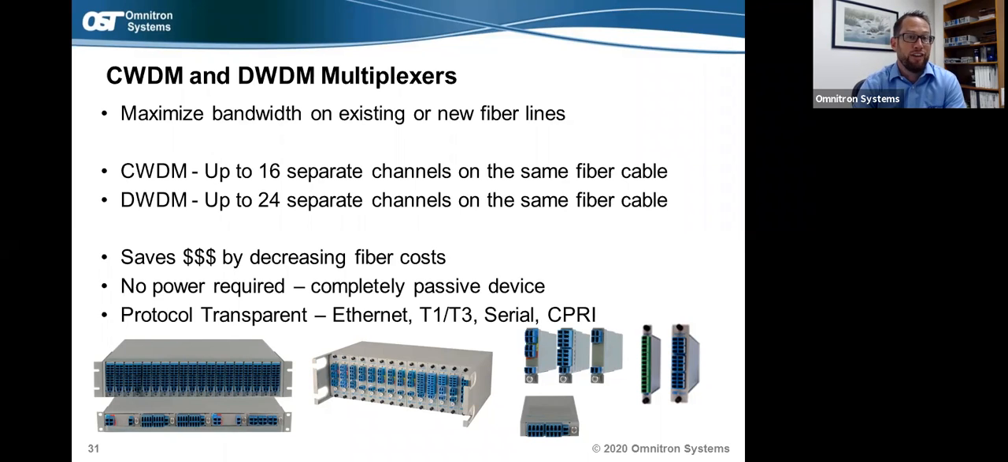They're completely passive devices that act as light filters for the various wavelengths of data. And so there's no power required. So again, no additional costs there as far as powering this equipment goes. And they're also protocol transparent, meaning that you can feed different network protocols into the same multiplexer and send different protocols over that same fiber. So you can send Ethernet, T1, serial, CPRI protocols all over that same exact fiber line.